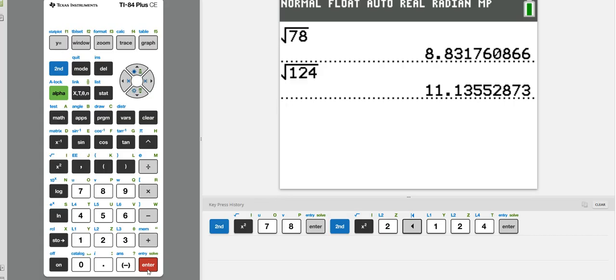Okay, are you comfortable calculating square roots on your calculator? It's something that comes up reasonably often. Let's keep rolling.